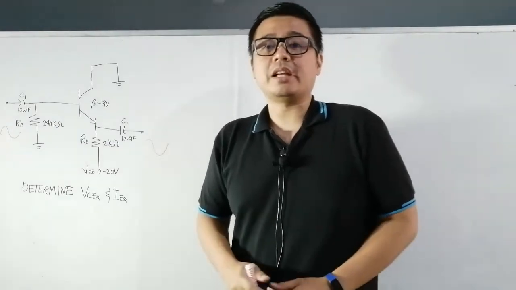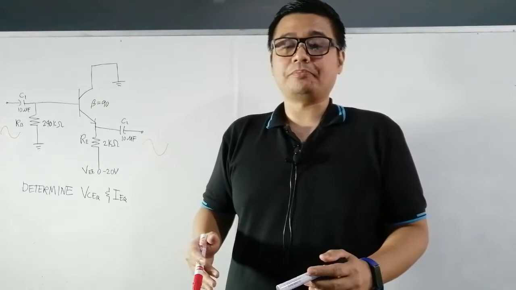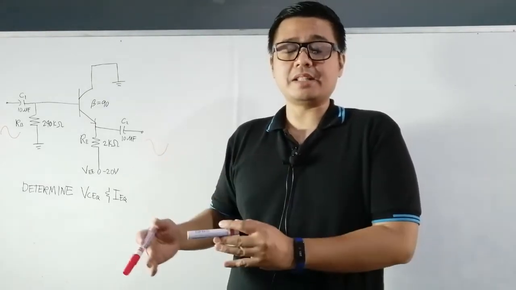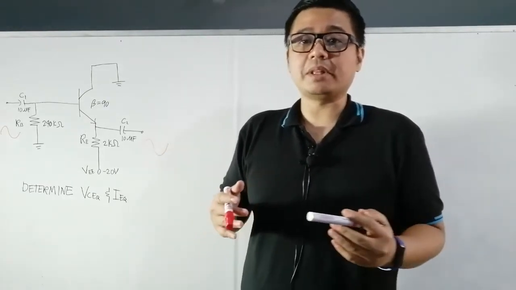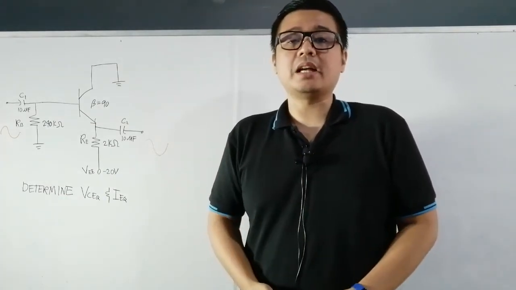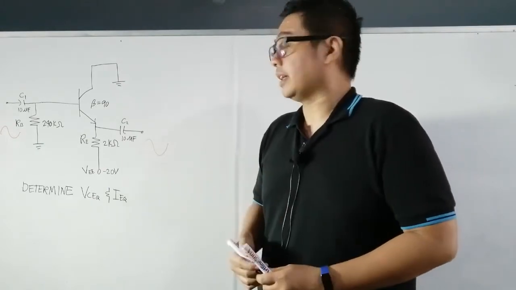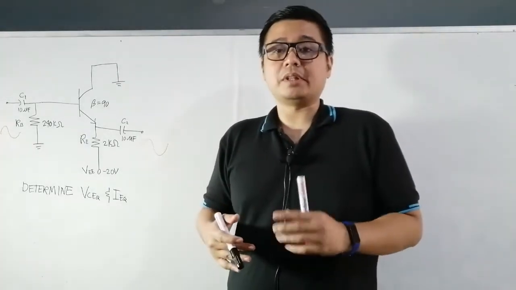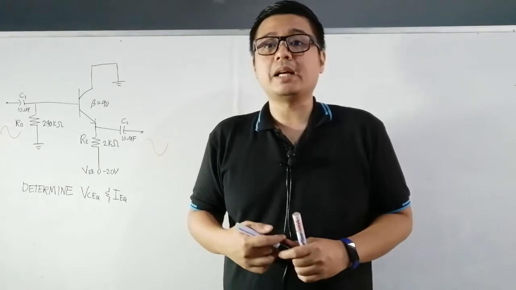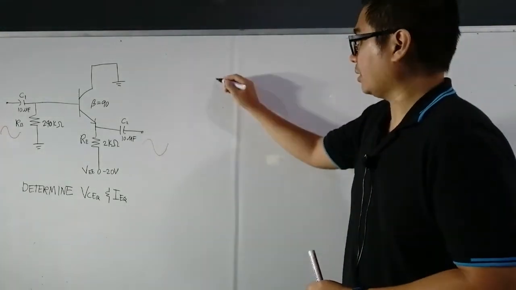It's because the common collector configuration is used as an impedance matching circuit. Unlike the common base and the common emitter that we use for voltage amplification, the common collector is not used as an amplifier. So to understand that better, let us recap the loading effect that we studied in electronics and basic circuits.